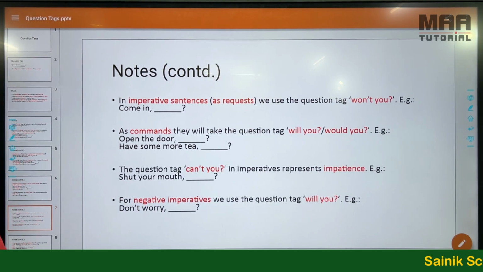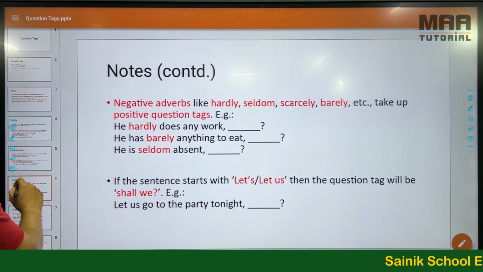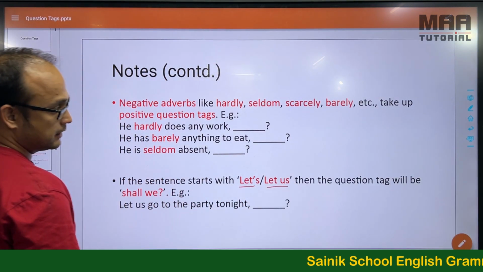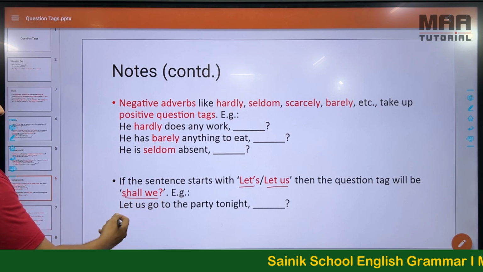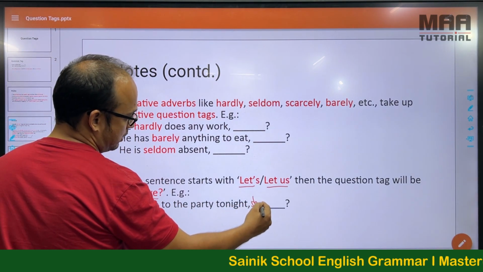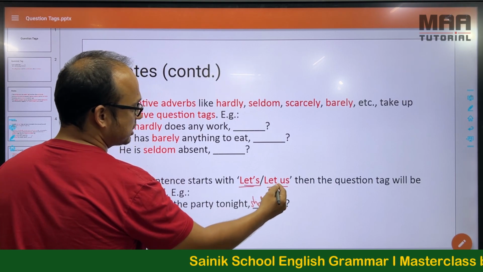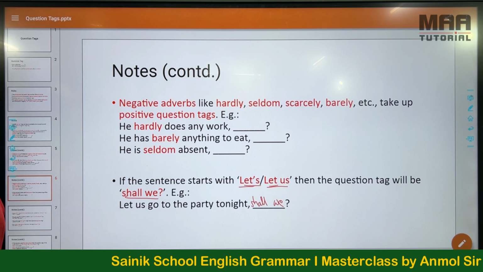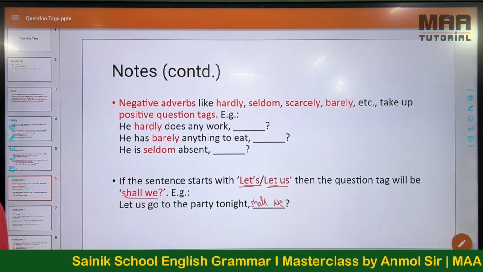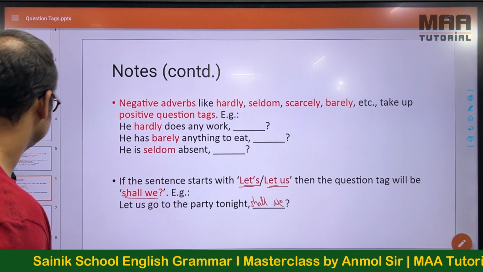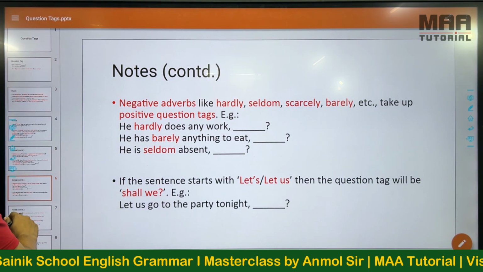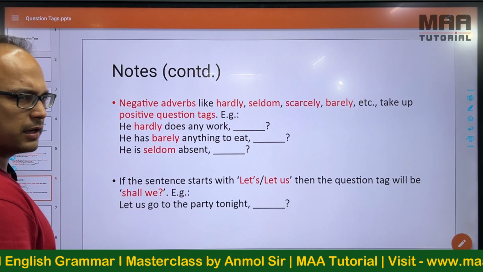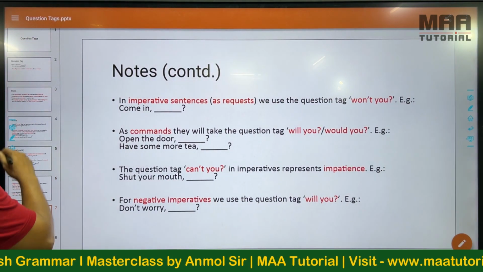Moving on. If the sentence starts with let's or let us, then the question tag will be shall we, always. Let us go to the party tonight, shall we? So remember this. If the sentence starts with a suggestion for a group, let us go, let us do something, then the question tag will always be shall we. It doesn't matter whether it is negative or positive, it will always be shall we. Let us not go to the party tonight, shall we? Both of them will have shall we.